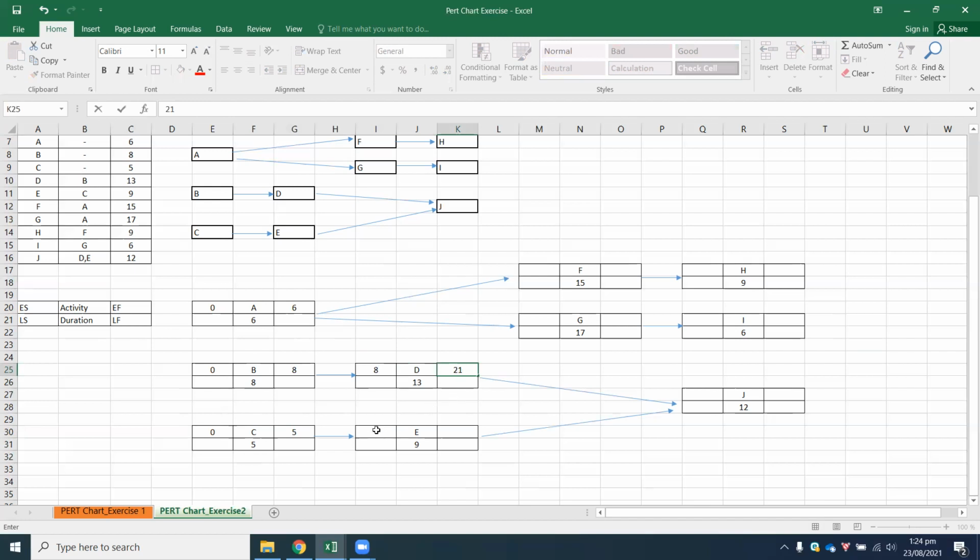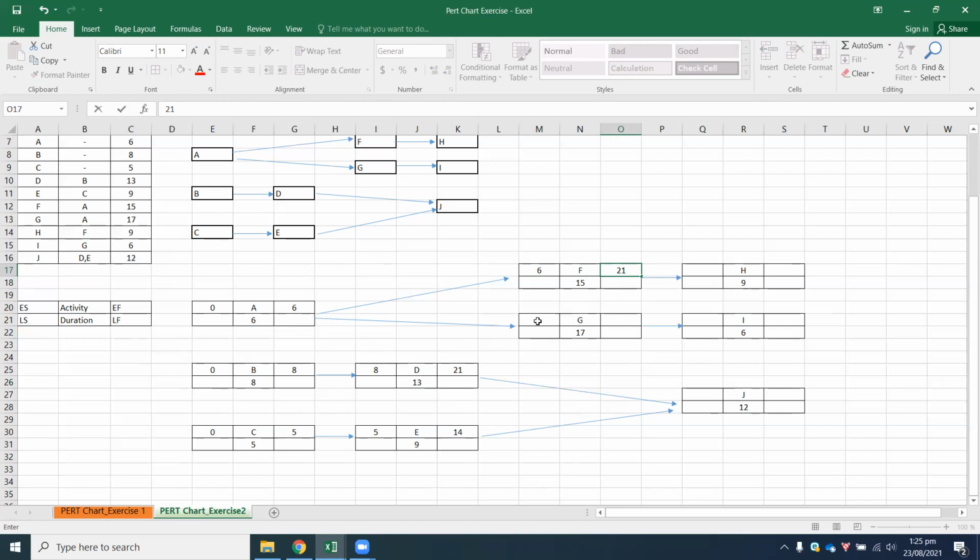So next up is activity B. As you have noticed, activity B is the predecessor for activity D. So the early finish from activity B has been dragged down to activity D. So Ronish has listed down the early start for activity D as 8, which is correct. So 8 plus 13 gives a value of 21. Likewise for activity E, the early finish in activity C, which is the predecessor, is 5. So 5 has been brought forth. So 5 plus 9 gives you a value of 14.